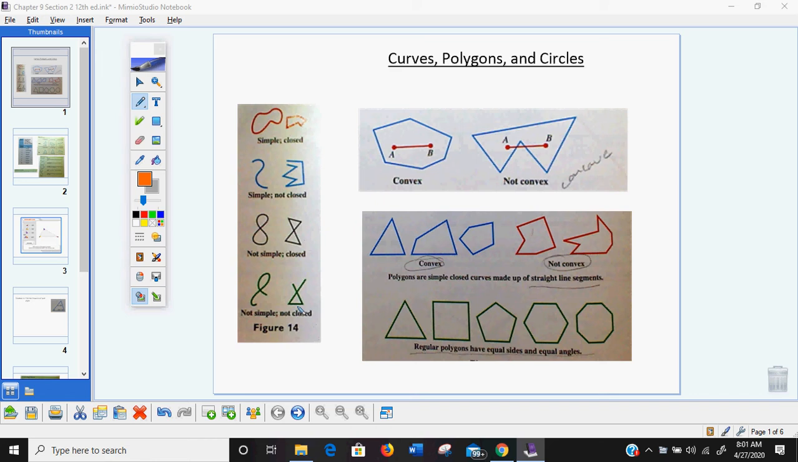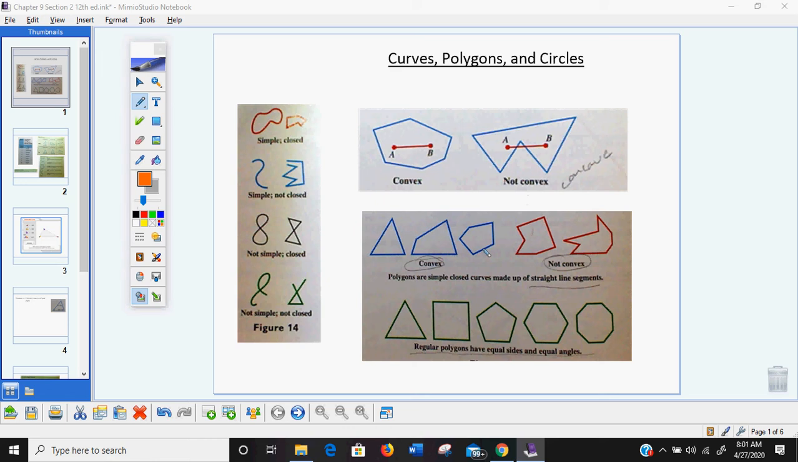We also classify them as convex and not convex. Now, we used to call this concave. Here's the difference. All of these go out. You cannot put a line through here that will include a hole that will be outside the figure. Here, see how this caves in? I can put a line here that will be outside the figure. So this one is not convex.